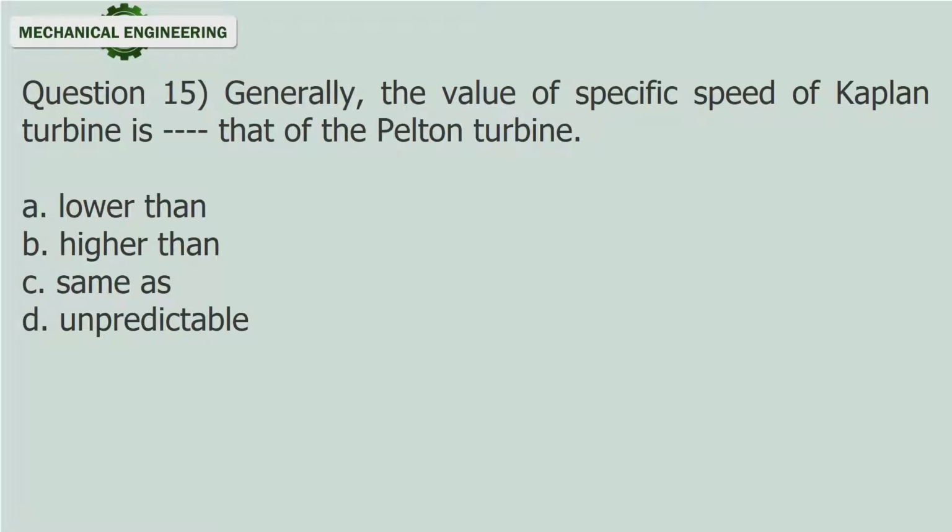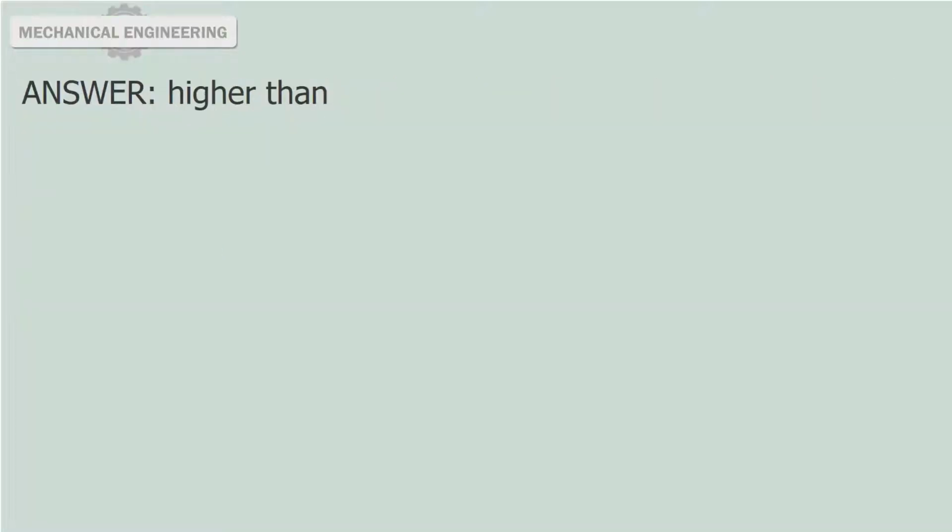Question 15. Generally, the value of specific speed of Kaplan turbine is fill in the blank that of the Pelton turbine. A. Lower than. B. Higher than. C. Same as. D. Unpredictable. Answer: higher than.